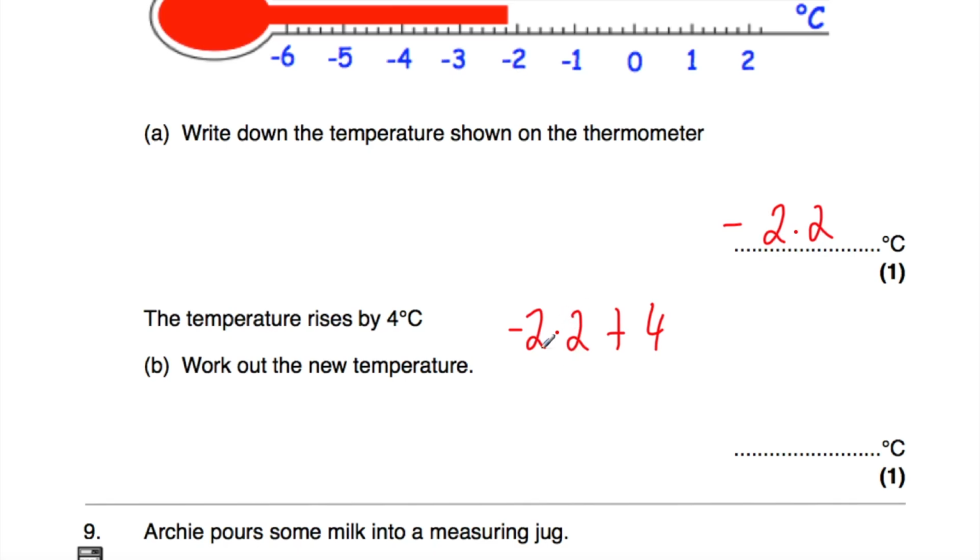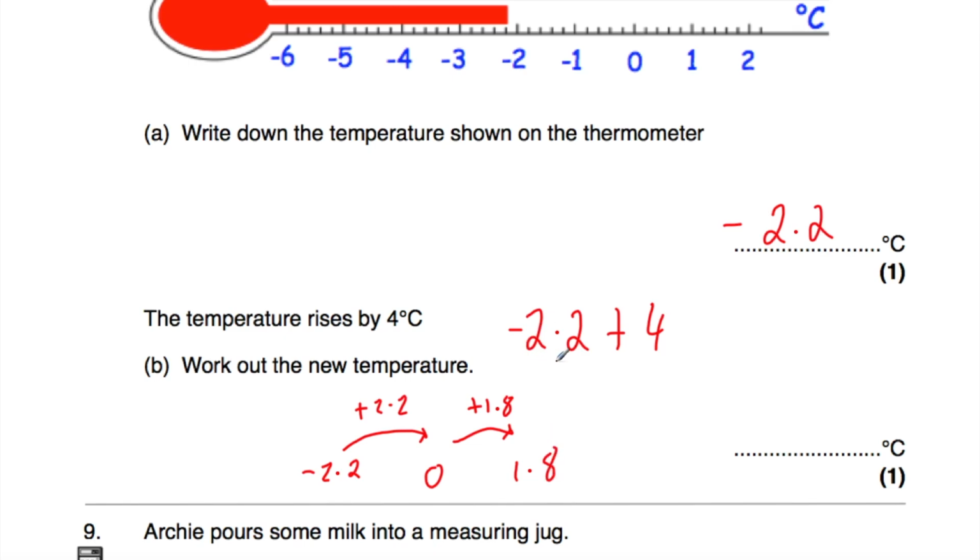So if you've got -2.2, if you add 2.2, you get to 0. And altogether we're adding 4, so we need to add another 1.8. So if we add another 1.8, that'll be 4 altogether. So that'll be 1.8.